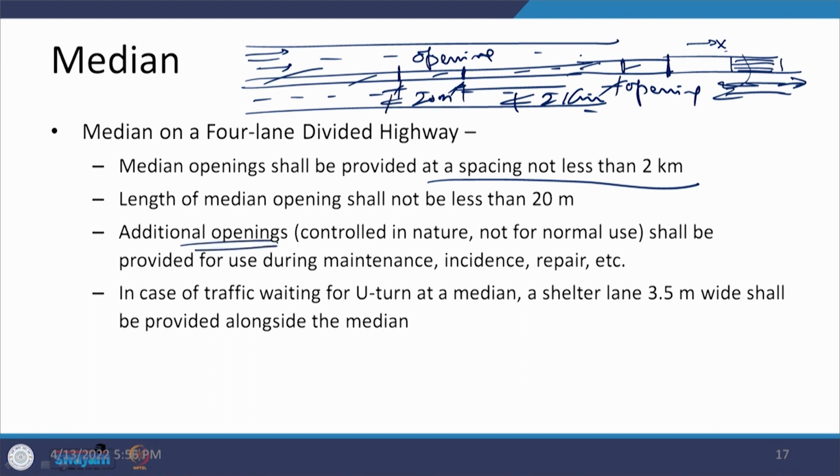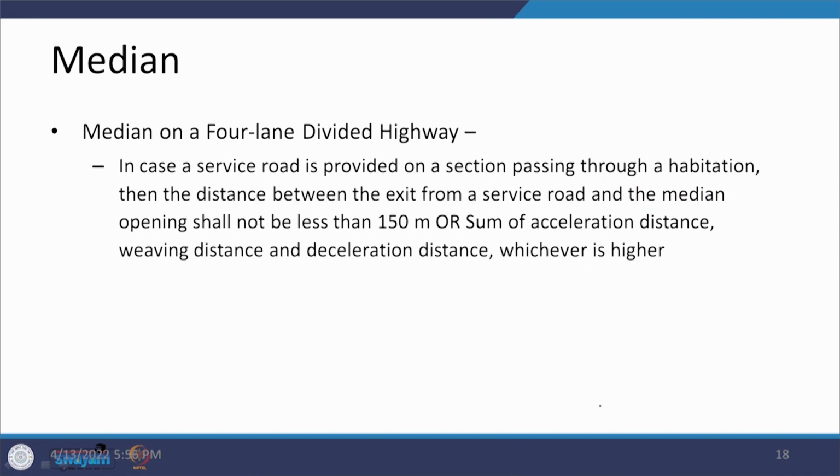Additional openings, as I said, controlled in nature, need to be provided for emergency conditions, for repair, for maintenance, anything can happen. In case of traffic waiting for a U-turn at a median, a shelter lane of 3.5 meter width shall be provided, which I have already defined previously. Then in case a service road is provided in a section passing through a habitation, because you need to segregate the local traffic as well as the through traffic, the distance between the exit from a service lane and the median opening is what is being talked about.